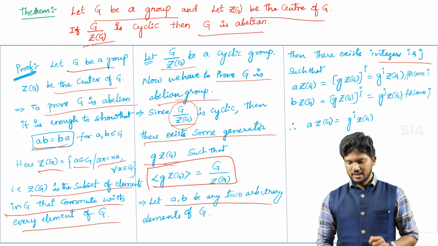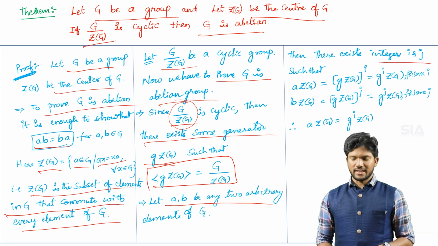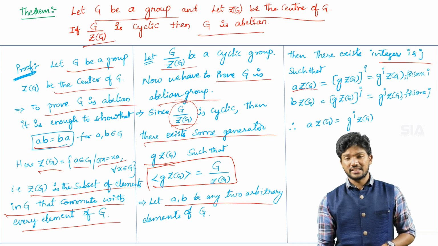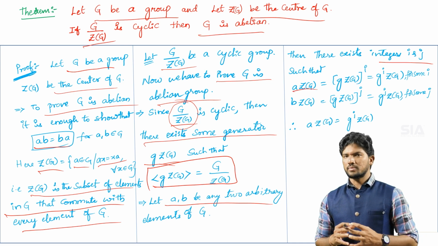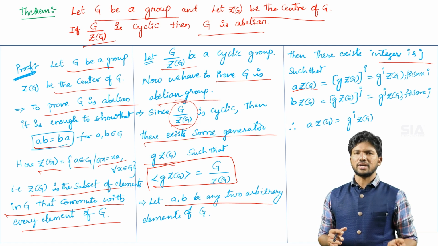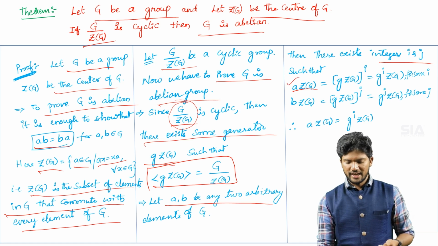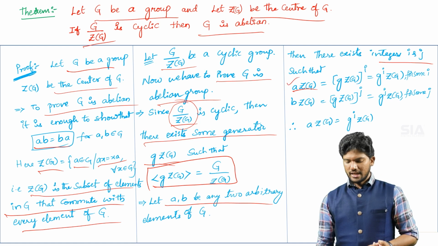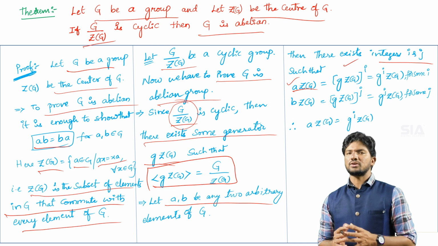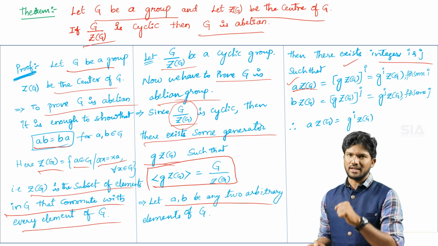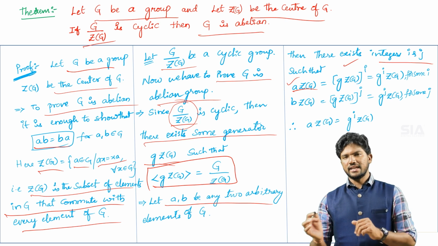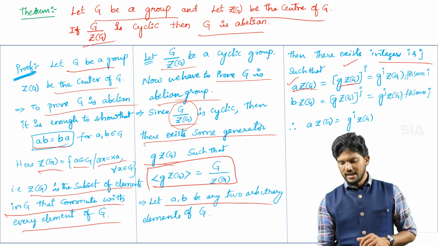Then there exist two integers, small i and j. Then according to the given condition you can write a into Z of G. What is the given condition? The center of a group G and the cyclic group condition. We are using these two conditions. The left hand side is the center of the group G and the right hand side is the cyclic group condition. Therefore a into Z of G, where a belongs to capital G and i is any integer, and this one is the cyclic group.